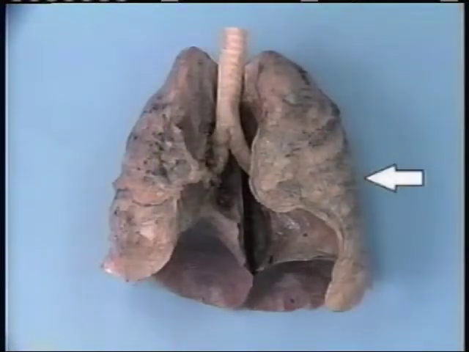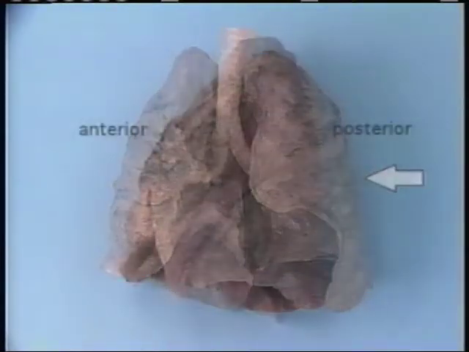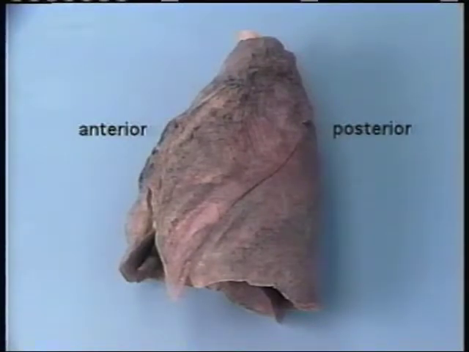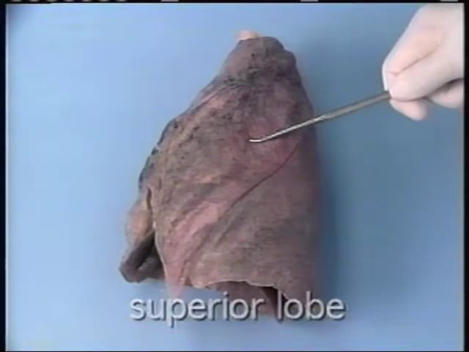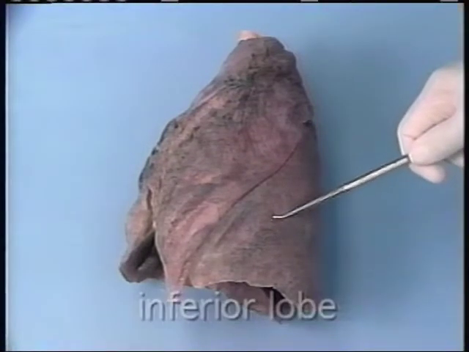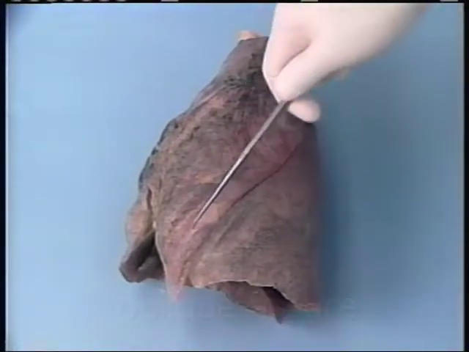From the left lateral view, we can identify the 2 lobes of the left lung. The superior lobe and the inferior lobe, which are separated by the oblique fissure.